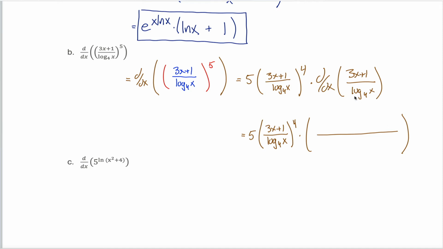What goes up on the top is the derivative of the top here. So the derivative of 3x plus 1, which is just 3, times the bottom, which is the log base 4 of x, minus the derivative of the bottom, the derivative of the log base 4 of x, which is 1 over x times the natural log of 4, times the top, which is 3x plus 1. And then I'm not done. I need to divide that by the bottom, log base 4 of x squared.